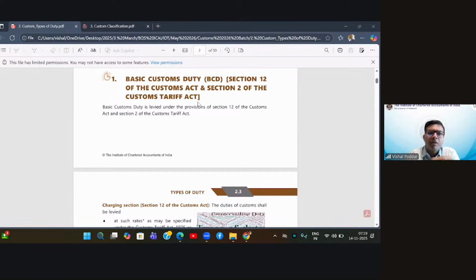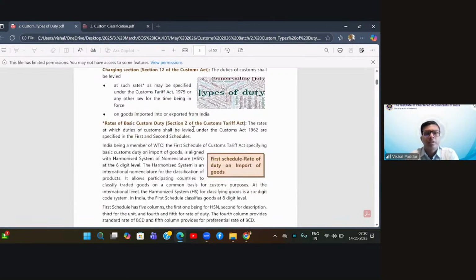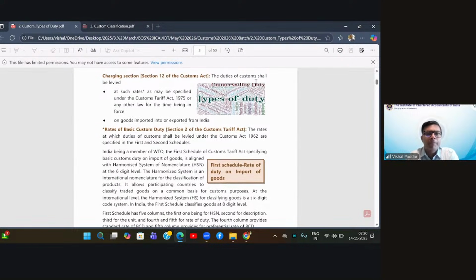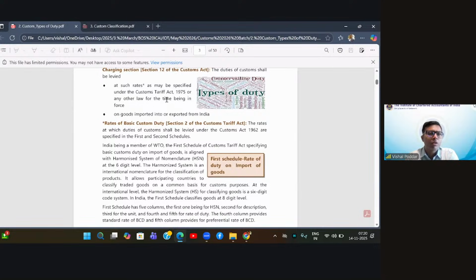Similarly, section 2 of the Customs Tariff Act. Now I'm talking about this present act, which is the Customs Tariff Act. Section 2 of the Tariff Act again says what? It gives reference to the Customs Act. So as you can see, Customs Act said that duties of customs shall be levied at what rate? At the rates which are specified in the Tariff Act. It is also saying or any other law for the time being in force. Why? Because as we saw, customs is a single window system.